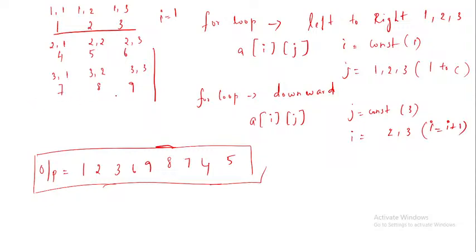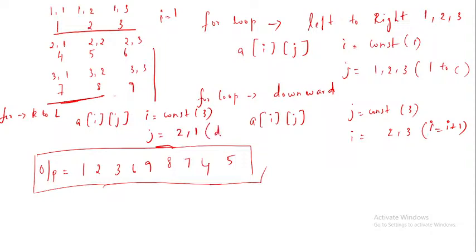Now I need to print this 8 and 7. So I am taking another for loop in order to print from right to left. So here the index position is 3, 2 and 3, 1. So in the place of A of I and J, I is constant again and the value is 3. What about J? J is 2 and 1, so it is decrementing.